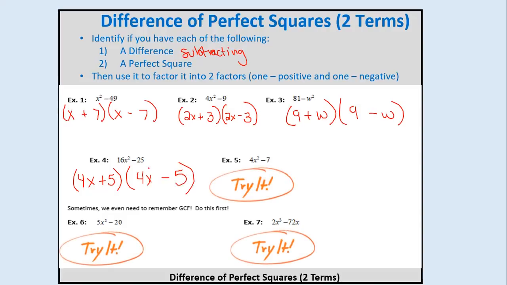I'm going to have you do 5, 6, and 7. I know. Holy buckets, Marsh. Asking a lot. But try those ones first. See if you can get those answers. We will go over them in class.